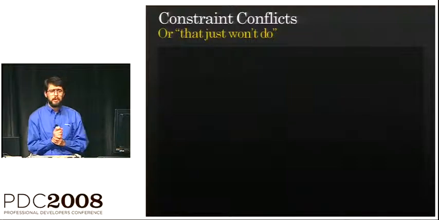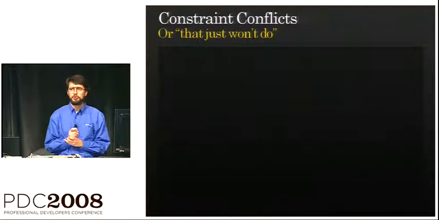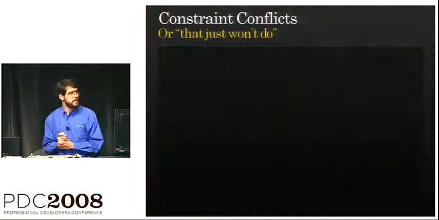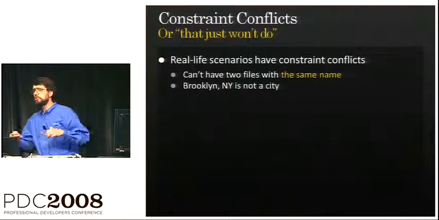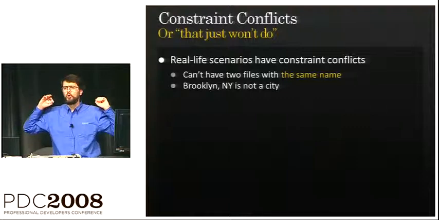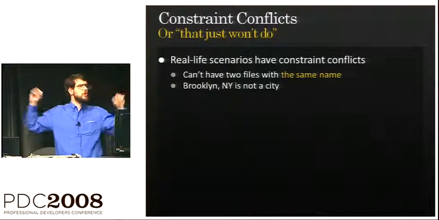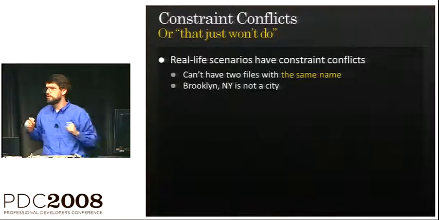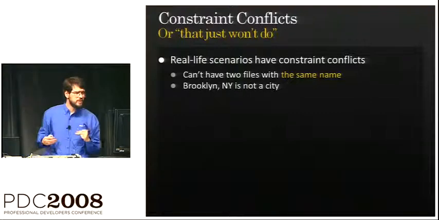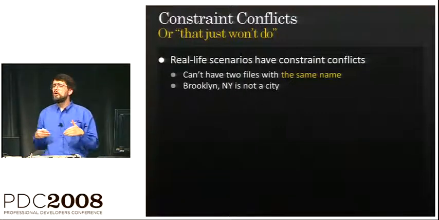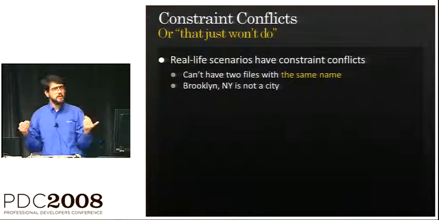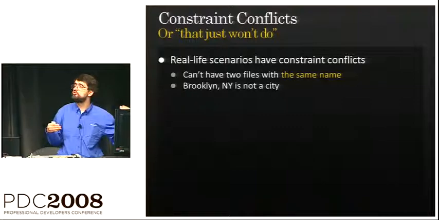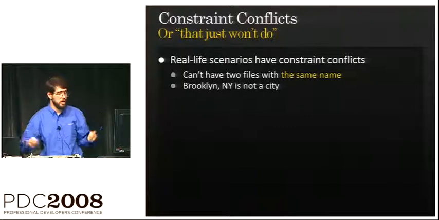Let me talk quickly about another important addition to Sync Framework v2, and that is support for constraint conflicts. Typically, when we talk about conflicts, we talk about concurrent updates. We talk about two people updating the same object on different replicas at the same time. Constraint conflicts are different. They occur when replicas do things to different objects that nonetheless cannot be allowed. One of them is, for instance, creating two files with the same name. That's a very common example.